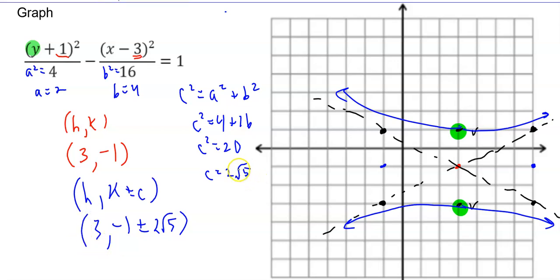2 root 5 is approximately 4 point something. So I'm going to go up 1, 2, 3, 4 point something. There's my focus point. I've already listed the exact ordered pair there. I'm going to go down 1, 2, 3, 4 point something, and that'll be my other focus point.